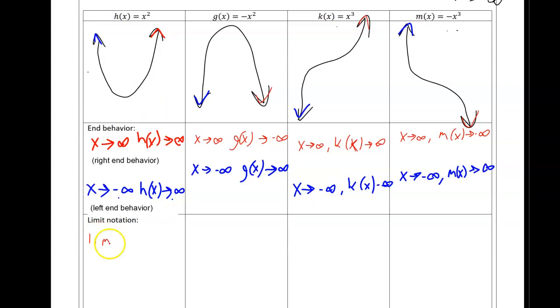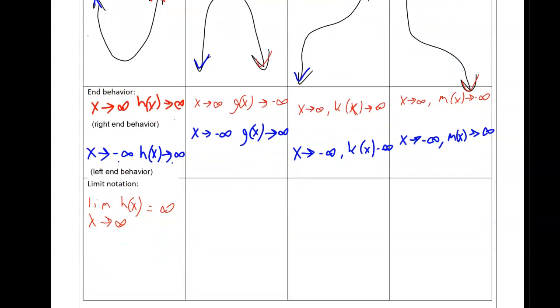So my limit of h of x as x goes to infinity, and this is going to be awfully similar, is infinity. That's my right end behavior. So this says the same thing, right? This says that as my x values approach infinity, the y values approach infinity. That's exactly what I'm saying here. And I can do my left end behavior exactly like that.